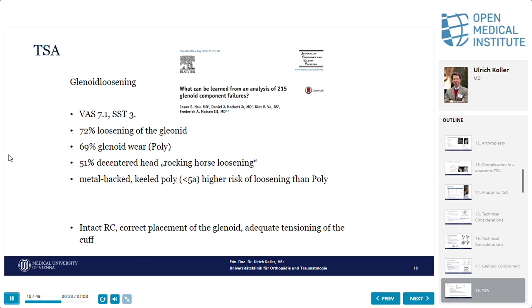If you have too much resection on the head, you make the joint too loose, so the rotator cuff does not have enough tension, and when the rotator cuff does not have enough tension, there is too much AP translation, and so you have this rocking horse phenomenon. So their recommendation was that an intact rotator cuff, correct placement of the glenoid, and adequate tensioning of the cuff is essential to reduce the risk of glenoid loosening.